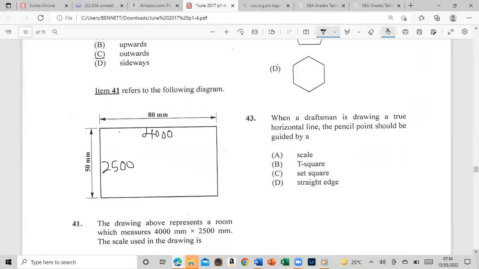When a draftsman is drawing a true horizontal line, the pencil point should be guided by: is it a scale, a T-square, a set square, or a straight line? And that is a T-square. All right, so 43 would be B. Let's move on to 44.